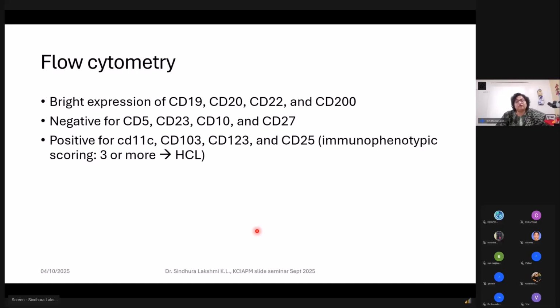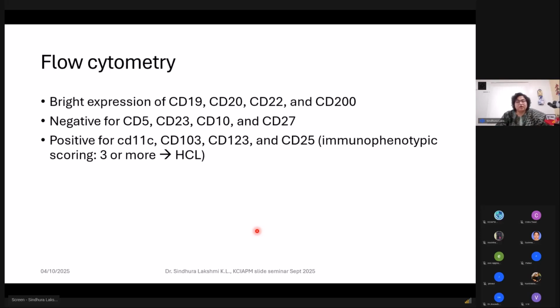If it is present, you must always rule out mantle cell lymphoma, even if CD5 is negative, because there are reports with CD5 negative mantle cell lymphoma, and also there may be CD5 positive HCL also. So whenever you see CD23, always rule out mantle cell lymphoma.